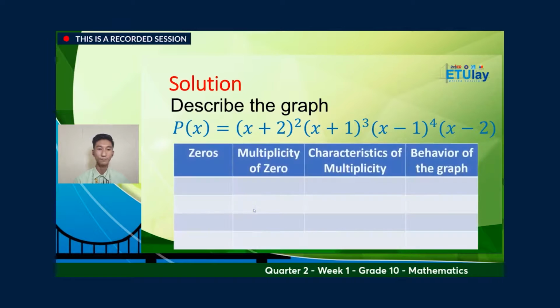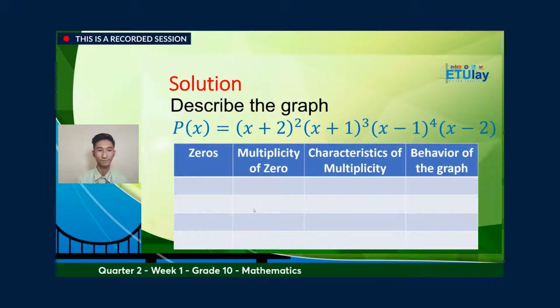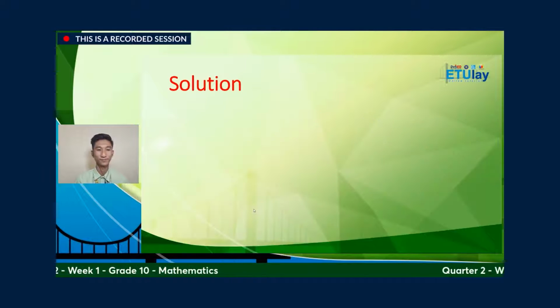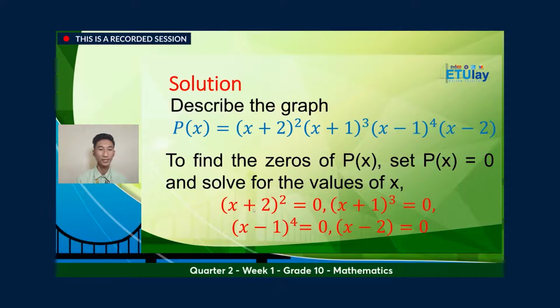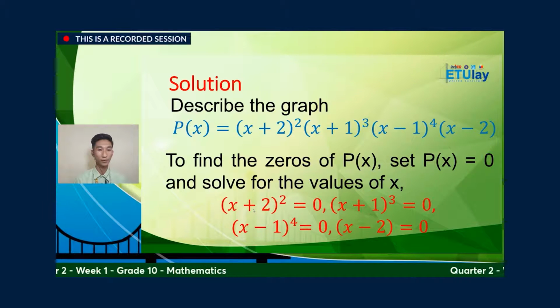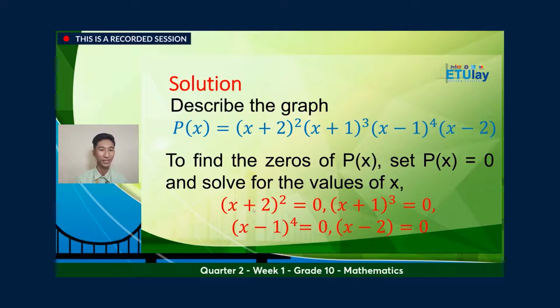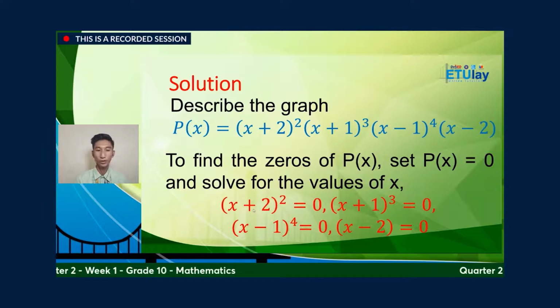Then, to describe that graph, let us complete this table. So, to find the zeros of p of x, let us set p of x is equal to 0 and then solve for the values of x. We have x plus 2 quantity squared is equal to 0, and then x plus 1 quantity cubed equals 0, and x minus 1 quantity raised to the 4th is equal to 0, and x minus 2 is equal to 0.